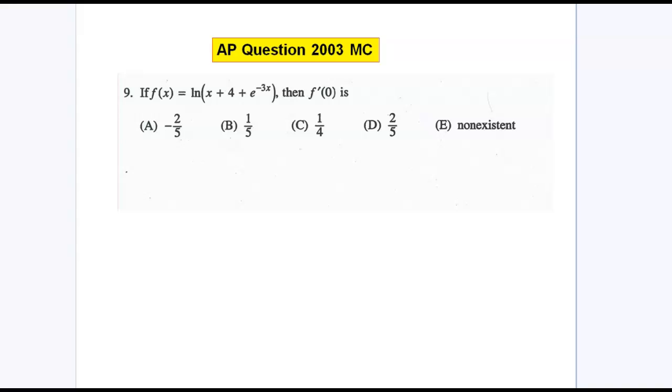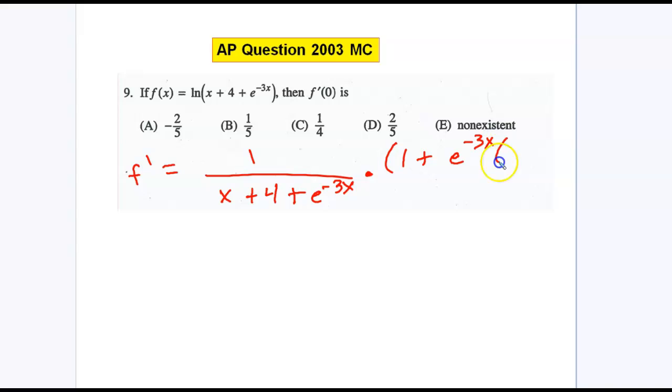Okay, here's an AP multiple choice question. They're giving us the function, which is a natural logarithm of this trinomial, and we want to find the derivative at 0. So again, to find the derivative, it's 1 over the function times the derivative of the function, which is going to be 1, plus the derivative of 4 is 0, plus the derivative of e to the negative 3x is going to be e to the negative 3x times negative 3.